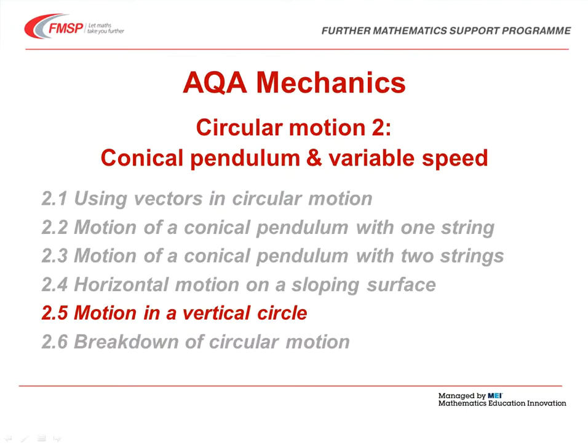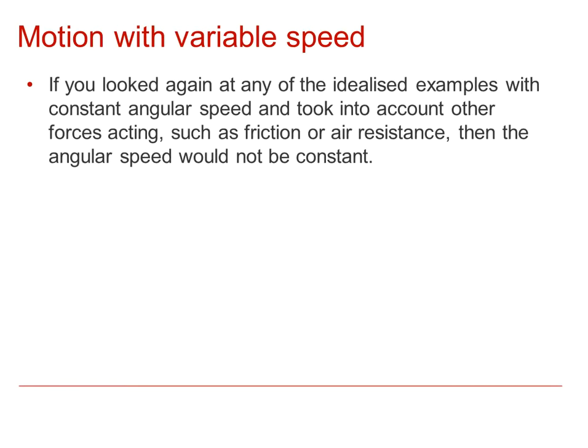This is a video for AQA Mechanics, Circular Motion Section 2.5, where we're looking at the motion in a vertical circle. In examples that we've looked at previously, we've normally not considered forces such as friction or air resistance, which would create a loss of energy, and therefore the angular speed wouldn't be constant.